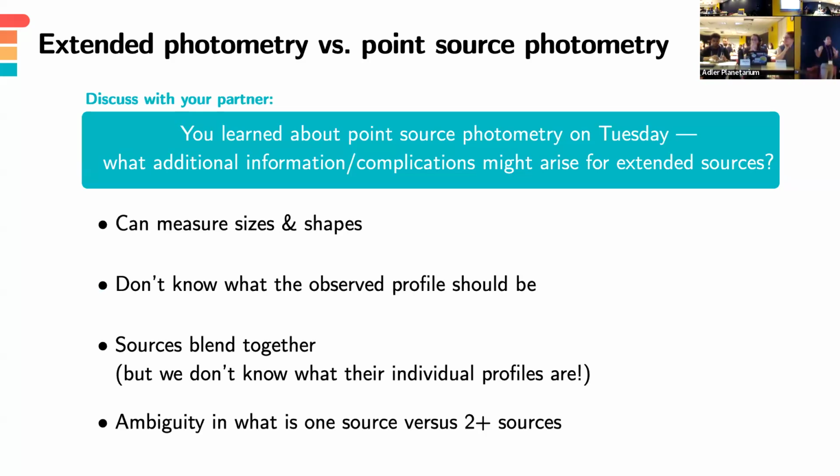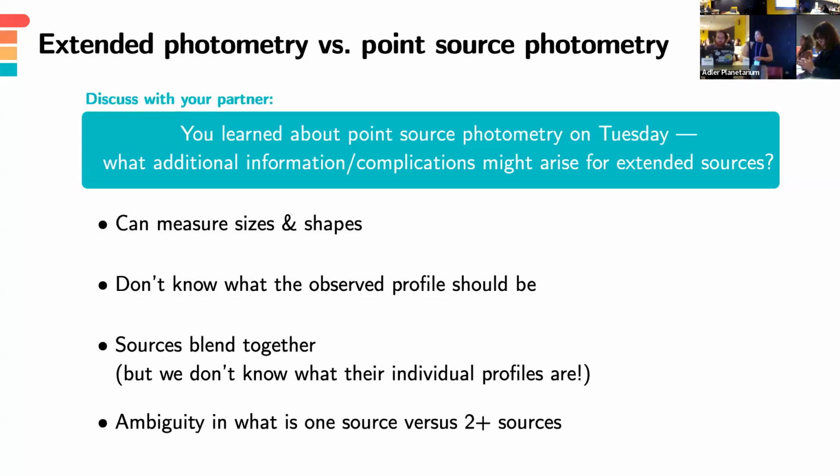And that's good in the sense that you get more information, but the more information that you have in the image, the harder it becomes, or the more information you need to properly account for all of the differences in that morphology. So these are all things that I think we already discussed. So we can measure sizes and shapes that you mentioned. You don't know what the observed profile could be, which makes the blending harder, which you mentioned back in the back. Sources blend together. And then there's ambiguity in what is one source versus more.